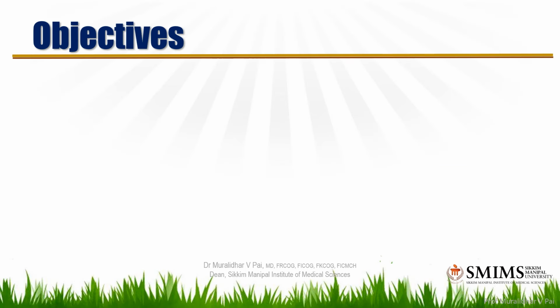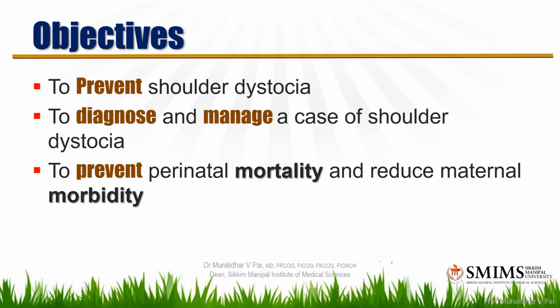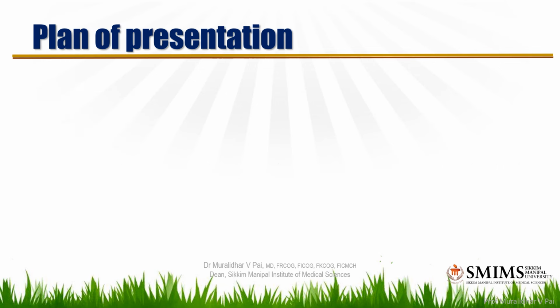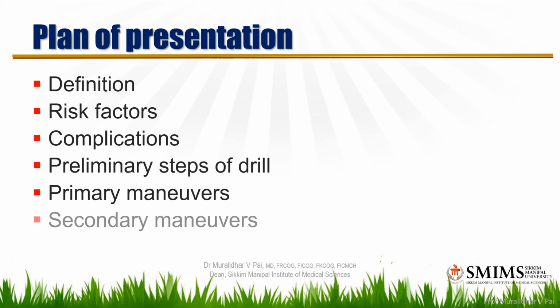The objectives of this presentation are to learn the prevention, diagnosis, and management of shoulder dystocia, and thus prevention of perinatal mortality and maternal morbidity. The topic will be discussed under the following headings: definition, risk factors, complications, preliminary steps, primary maneuvers, secondary maneuvers, and summary.